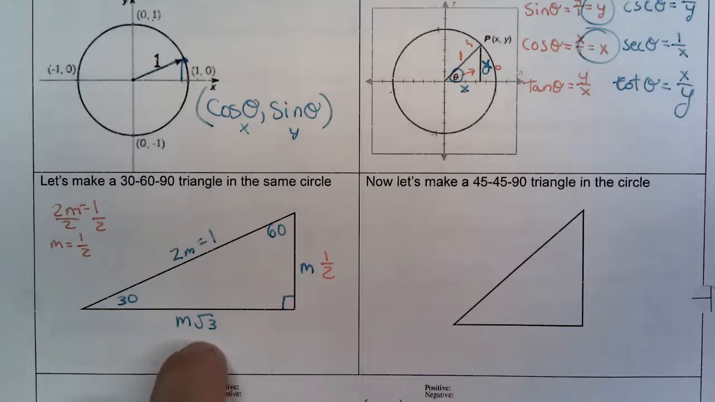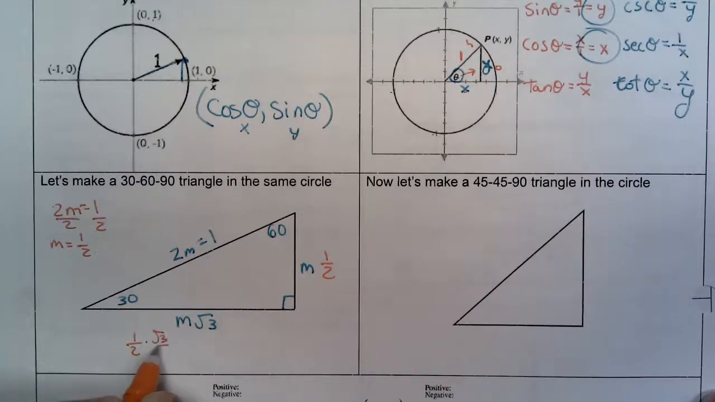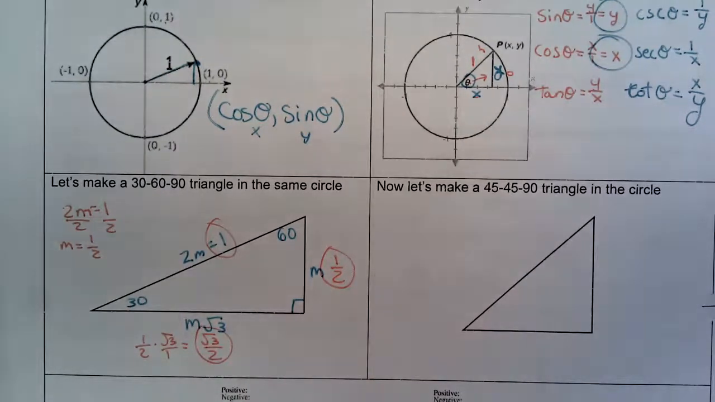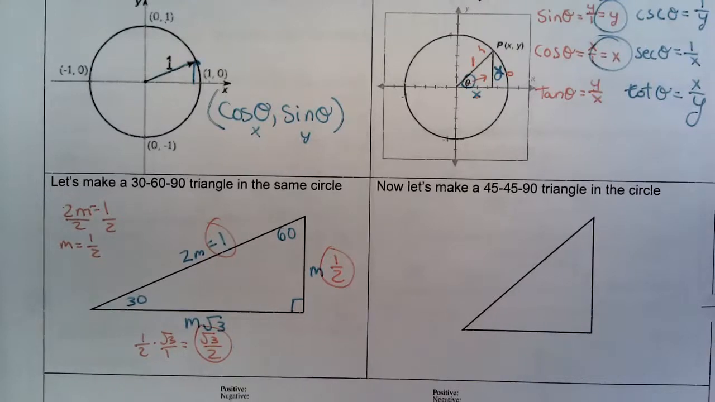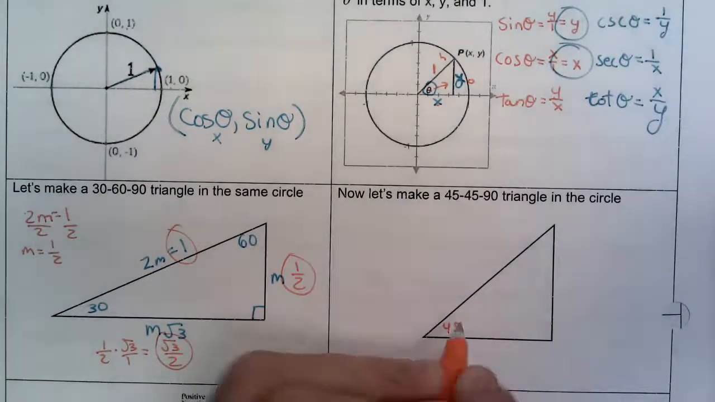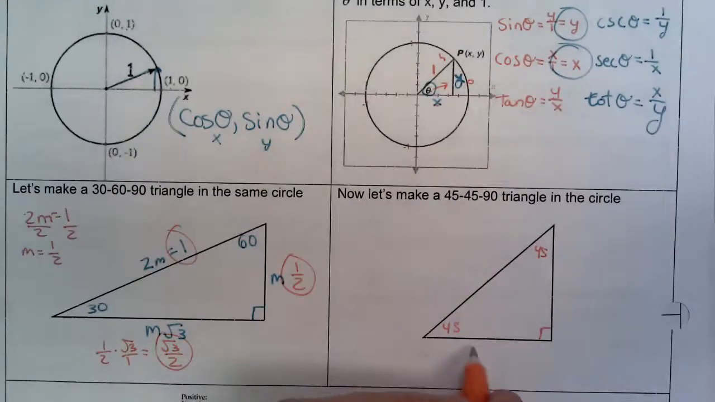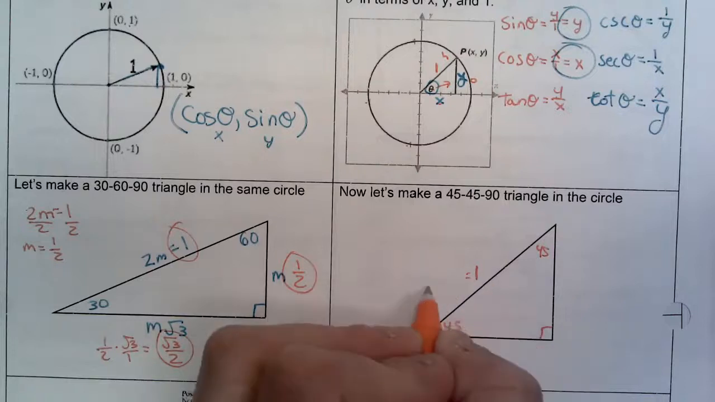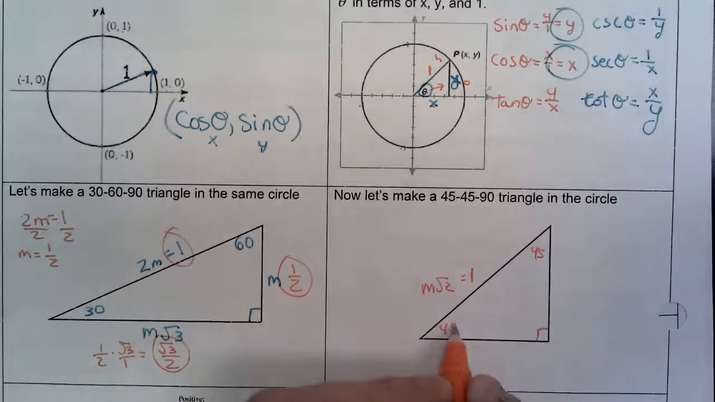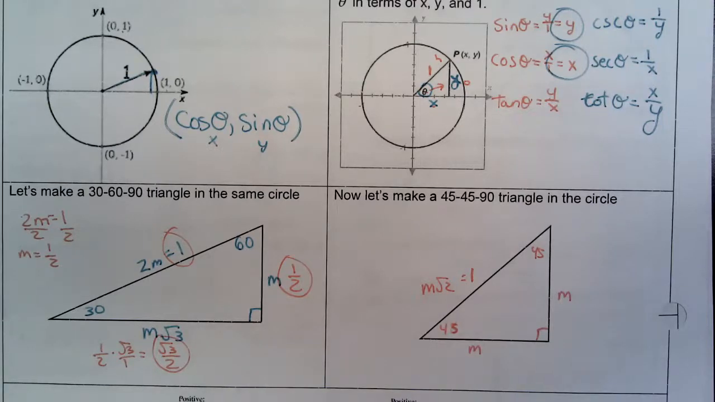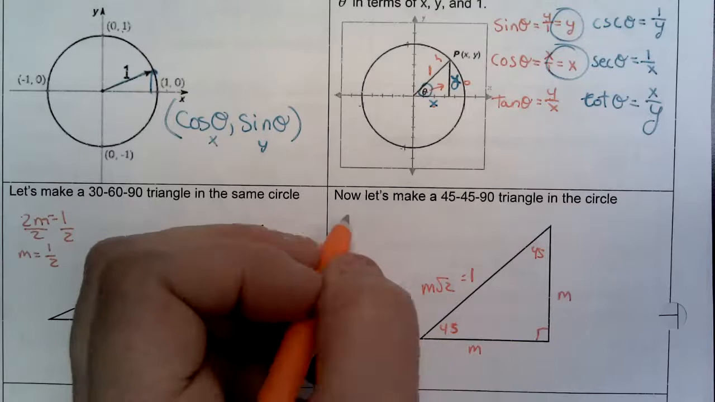Okay. m times the square root of 3 is 1/2 times the square root of 3 over 1, which is square roots of 3 over 2. Okay, so these are the big numbers we need to remember. So let's look at the 45, 45, 90 triangle now. Okay, so our 45, 45, 90 triangle, this is m times the square roots of 2. Okay, and each of these side lengths are m. So we need to figure out what our m values are.